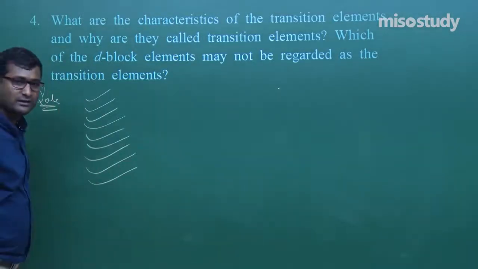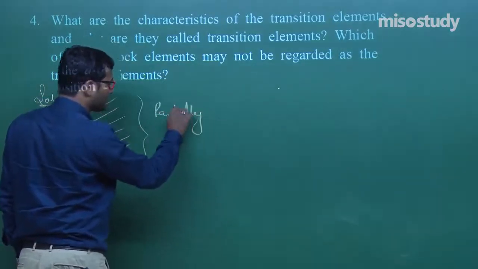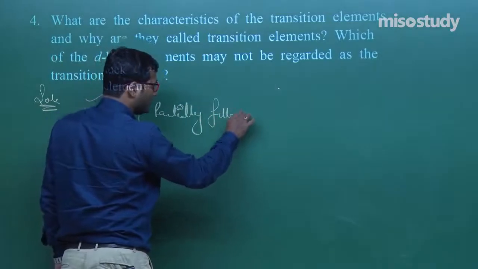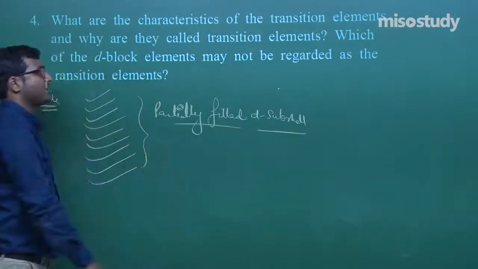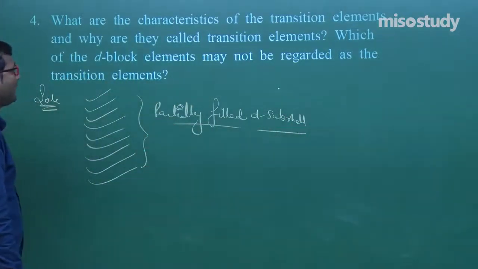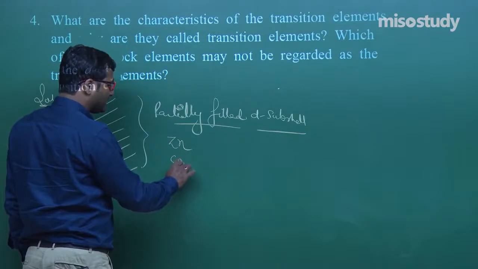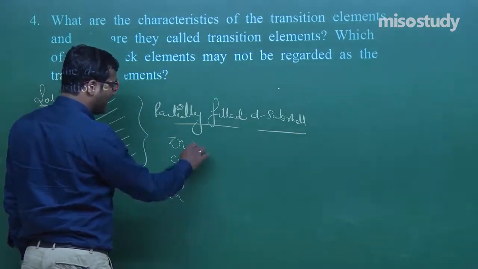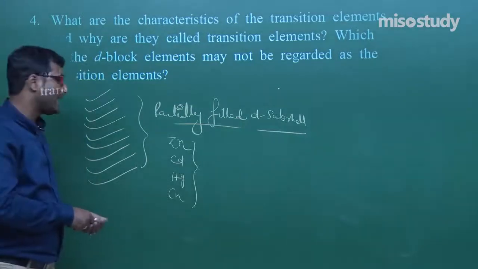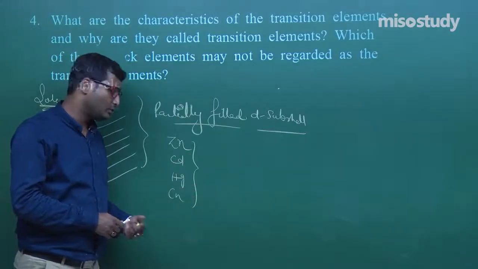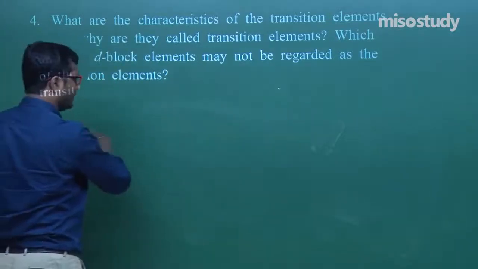And why are they called transition elements? Because they have partially filled d subshell. Due to the presence of partially filled d subshell, they are treated as transition elements. Which of the d block elements may not be? The last element of each series, Zn, Cd, Hg and Cn are not treated as transition elements. Why are they not treated as transition elements? Because they have completely filled d subshell. Due to this reason, they are not transition elements. Clear, my friend? Yes, sir. Absolutely. You are absolutely right.